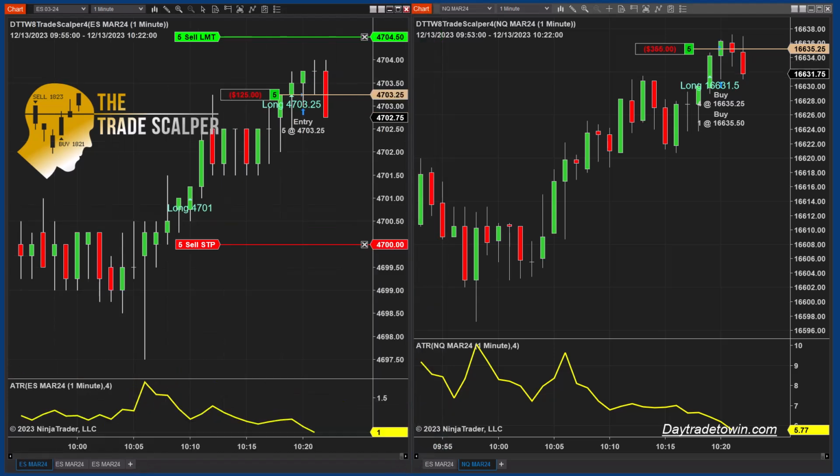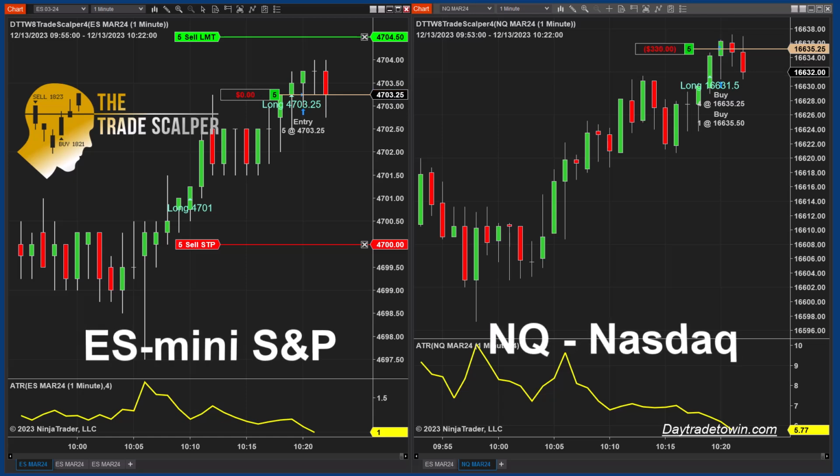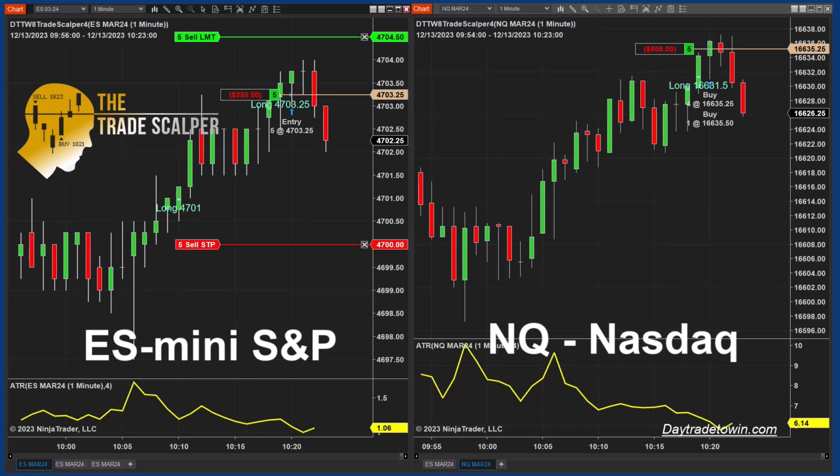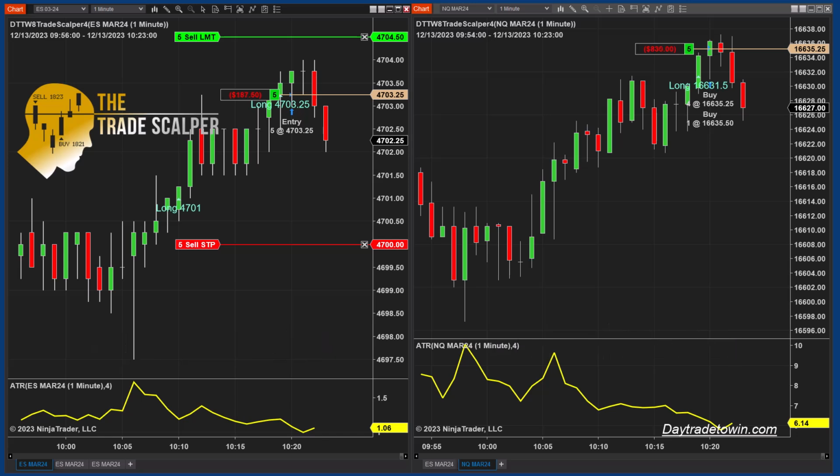I got a good fill on the E-mini, but I got a little bit of slippage here on the NASDAQ on the right. The ATR in the bottom, average true range, tells me more or less what I can expect as far as a target. And now I'm going to let it play out, put a little music to it.